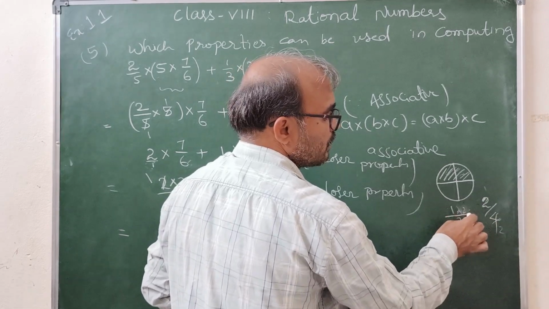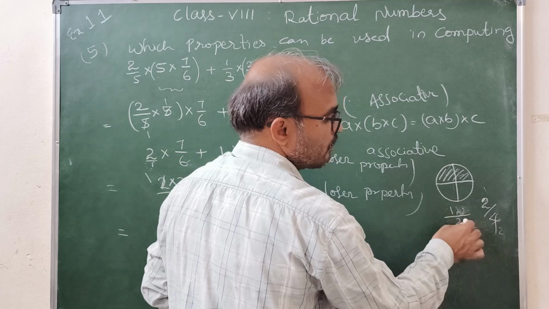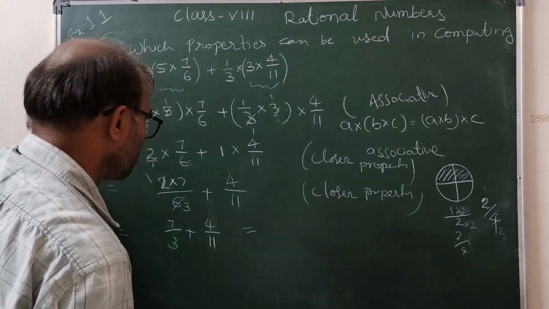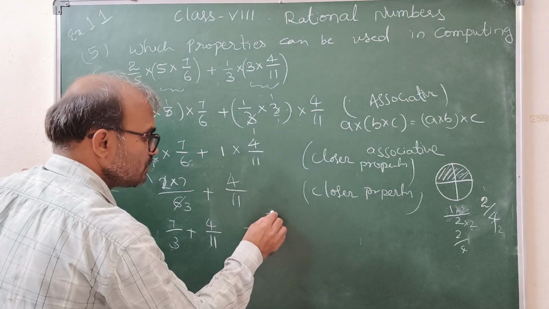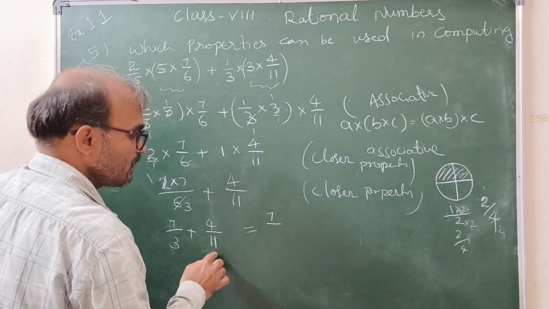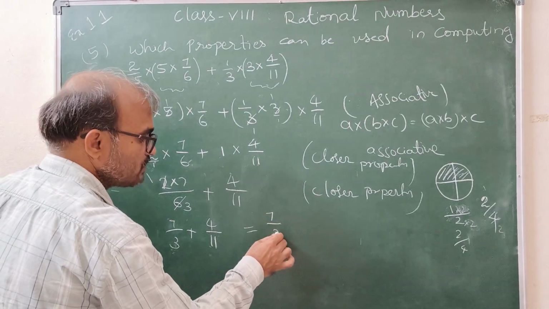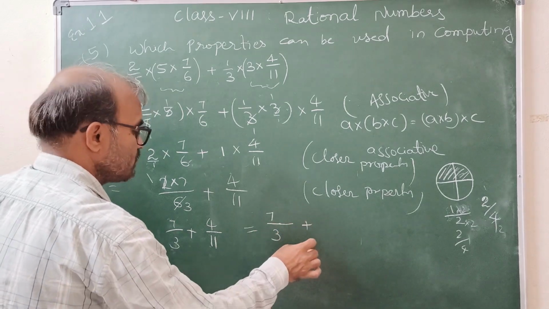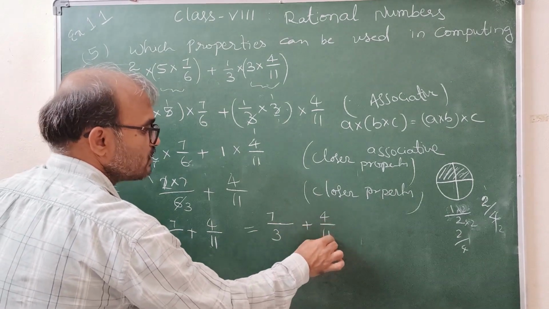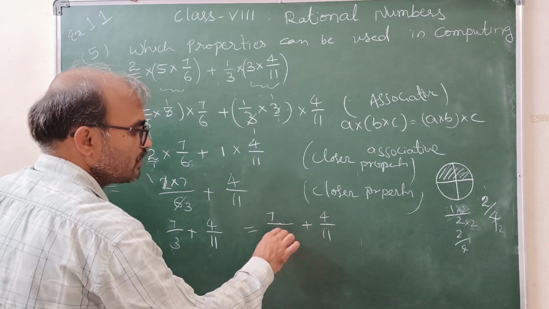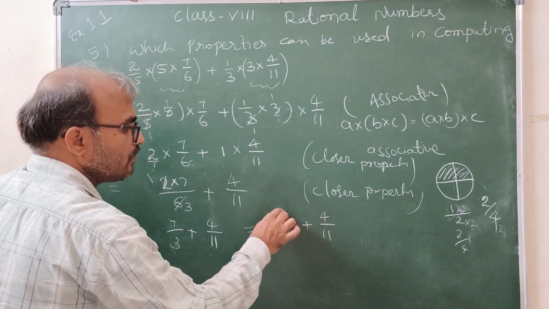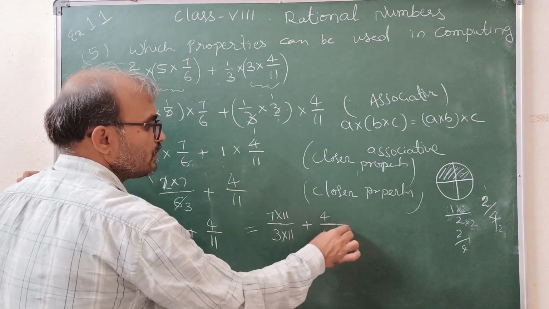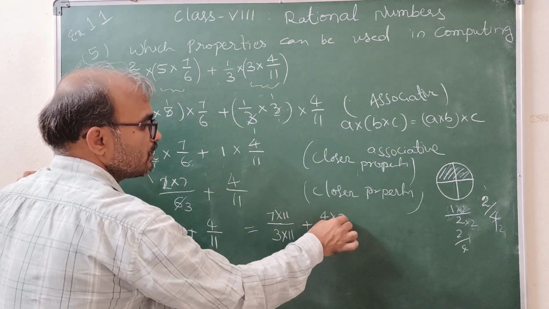If you multiply numerator and denominator here by 2, you will get 2 by 4. Right? So both are the same. Similarly here, in the 3 table and 11 table, the number that first comes is 33. So write 7 by 3 as it is, plus 4 by 11 as it is. We need denominator 33. So multiply here by 11, multiply here by 11. Here multiply by 3, multiply by 3.